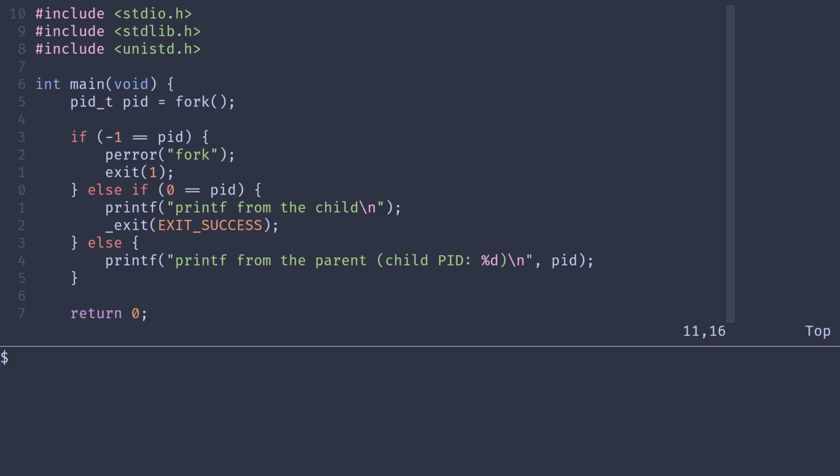When it's 0, that means we're in the child process. So the child is always 0. That's something to really take note of. Fork always returns 0 in the child process. And then in the parent process, fork returns a positive integer that is going to be the ID of the child process. So fork returns 0 in the child, and a positive integer in the parent. That is the PID of the child that was created.